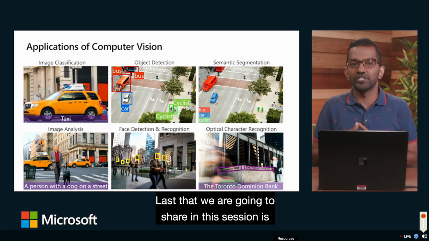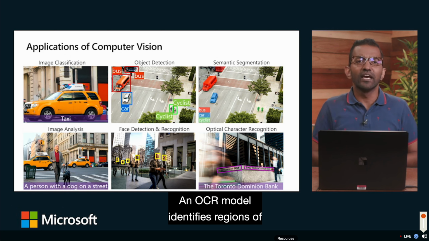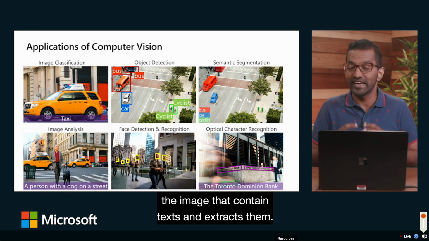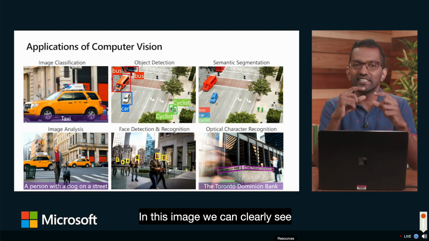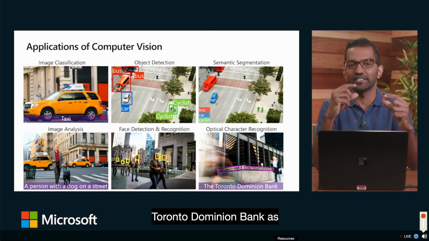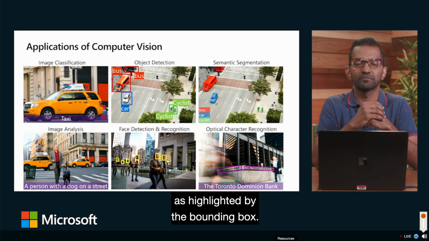And last that we're going to share in this session is optical character recognition, or OCR. An OCR model identifies regions of the image that contain text and extracts them. So in this image, we can clearly see Toronto Dominion Bank as the name of the building at the front, as highlighted by the bounding box.